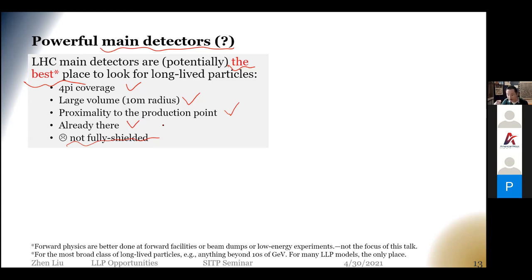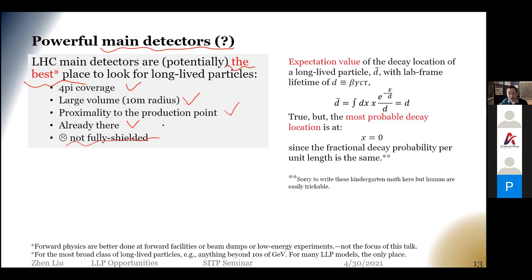Okay. Before going there, let me just give you, again, two typical logical errors that a human often makes, right? Although the expectation value of the decay location is at its lifetime, however, the most probable decay location for any long-lived particle is at the origin. Okay? This is really because the fractional decay probability for unit length is the same.